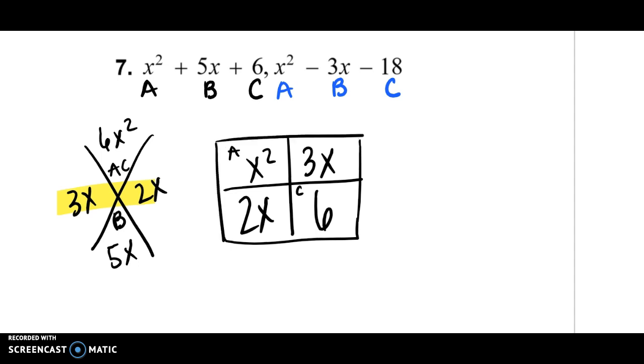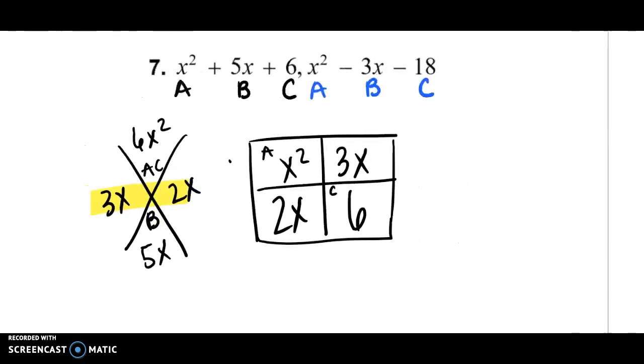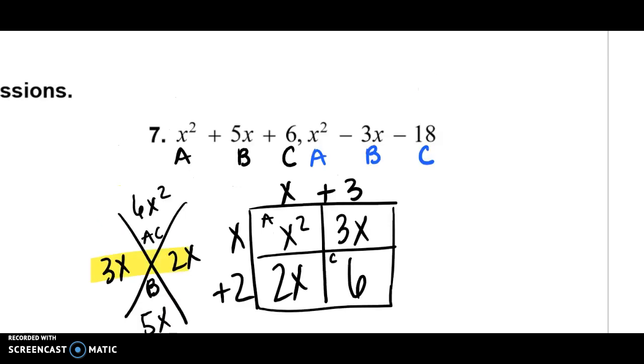In order to get x squared, we need to multiply x times x. In order to get 3x, we need to multiply x times 3, +3. In order to get 2x, we need to multiply x times 2, +2. Okay, so this is going to be x plus 3 times x plus 2. Now let's factor the next part.